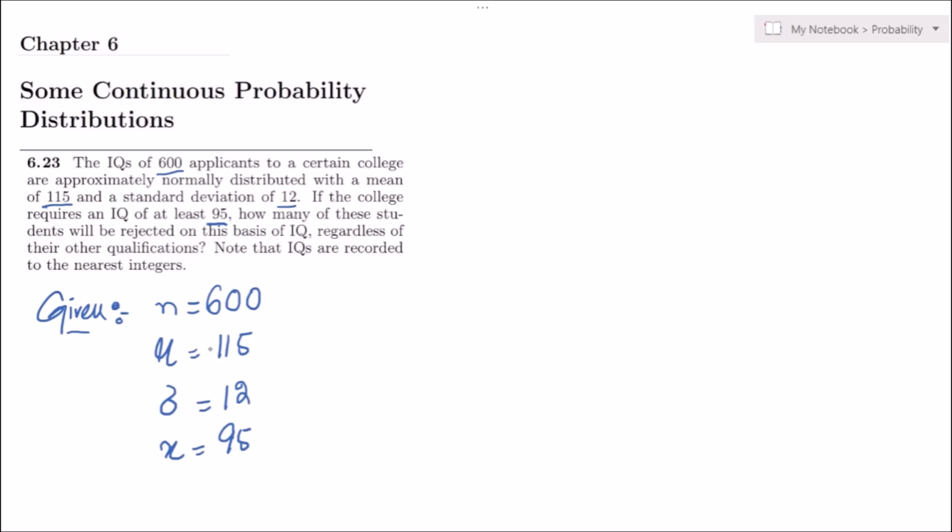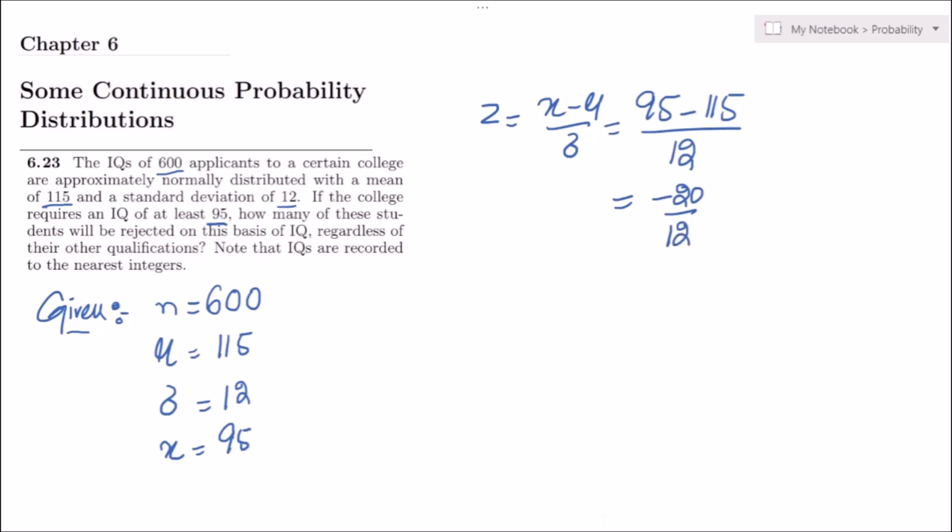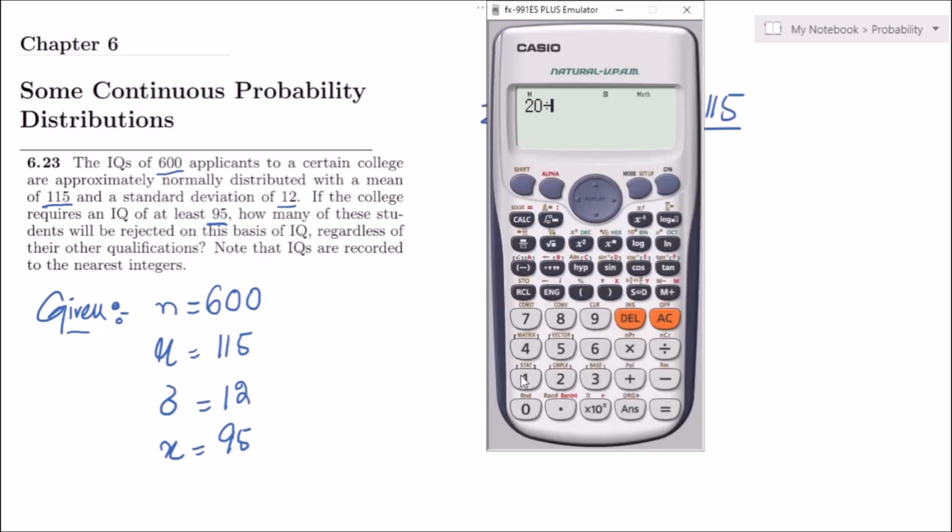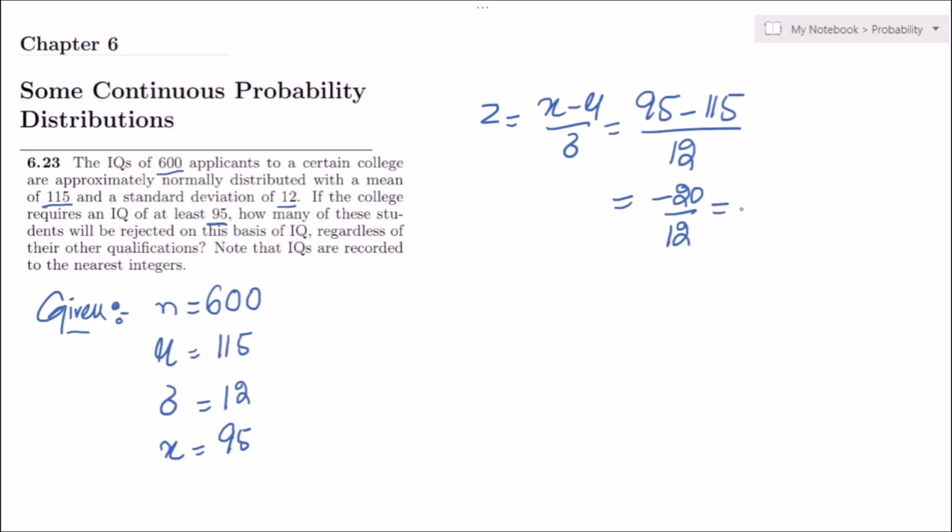First of all, what do we have to do? We have to find the value of z so that we can use the z distribution table. Here z is x minus mu divided by sigma. So x is 95, minus mu which is 115, divided by sigma which is 12. This is minus 20 divided by 12. How much is this? This is 1.67, so this is minus 1.67 because of this sign here.